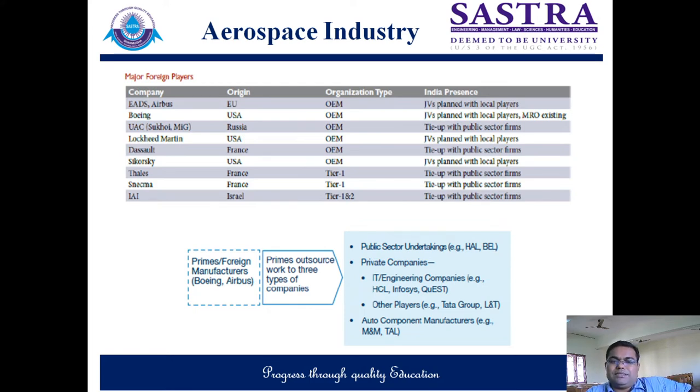Then Sarkozy, this is again USA. Then Thales, Snecma and IAI, the Israel Aerospace Industry. This is a tier 1 and tier 2 organization basically. They also set up their technology center in Bangalore 3 years back.